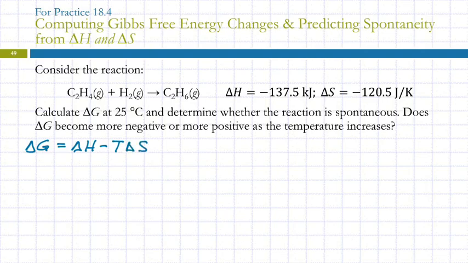So we have delta H and we have delta S. This is in joules per Kelvin. This is in kilojoules. It's not specifying what unit we should use for delta G, but we need to pick one, joules or kilojoules. I'm going to pick kilojoules. And then temperature is given in Celsius, as is typical, but we need it in what unit? Kelvin. So 25 degrees Celsius plus 273 would be 298 Kelvin.